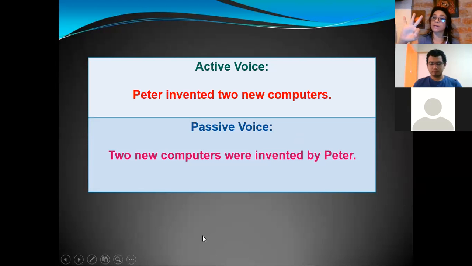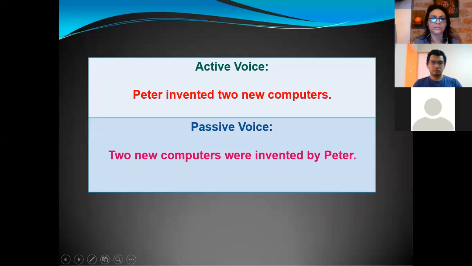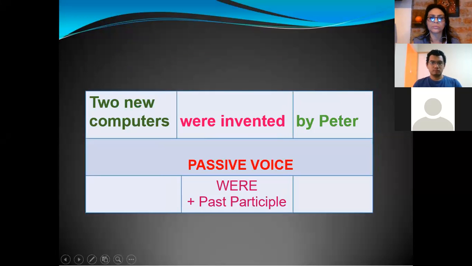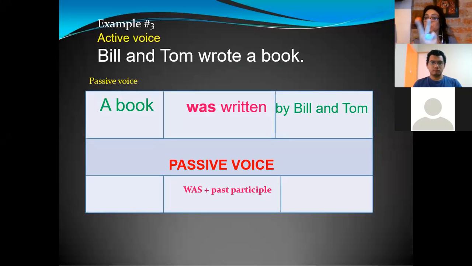Okay. Let's do example number three, and then I will give you some exercises. Oh, look at this one. Hold on. What did I do? I did something wrong. That's okay. You know what? We're going to do it the other way around now. Okay. A book was written by Bill Anton. All right. So here is it passive or active? Passive voice or active voice, guys?